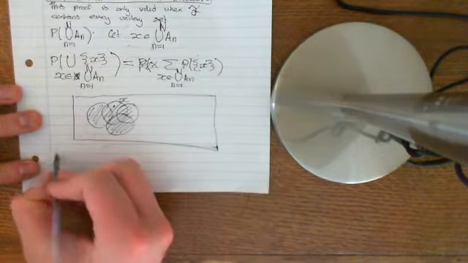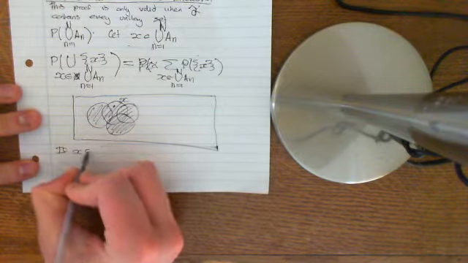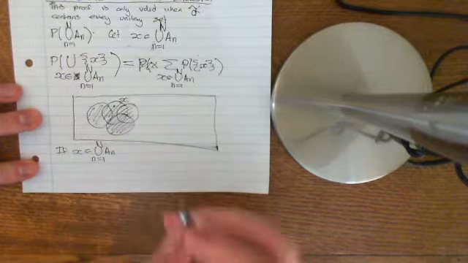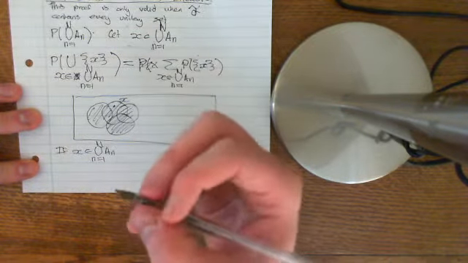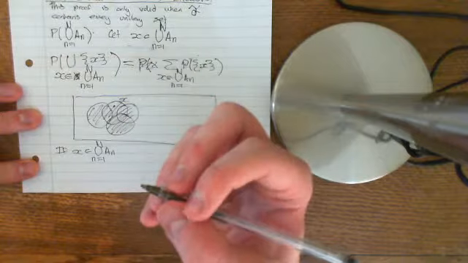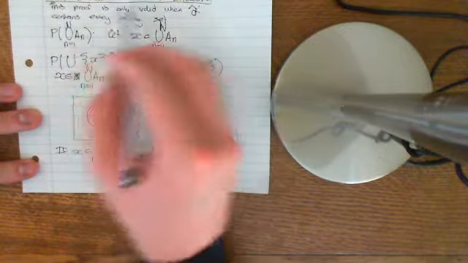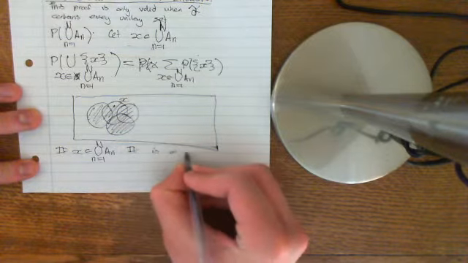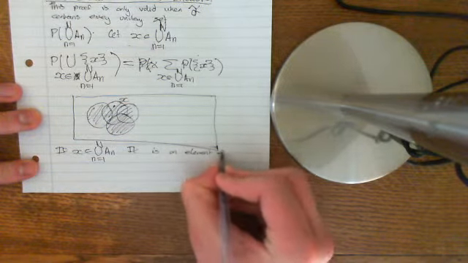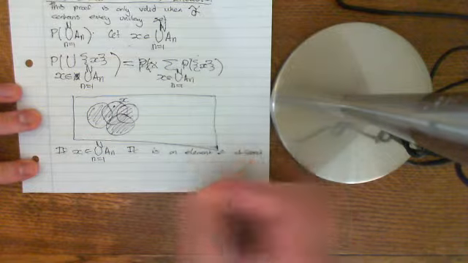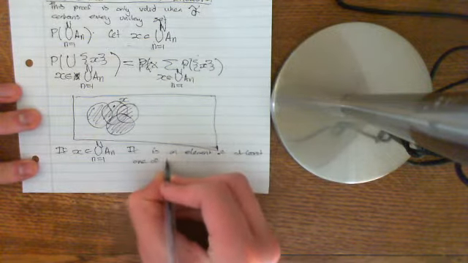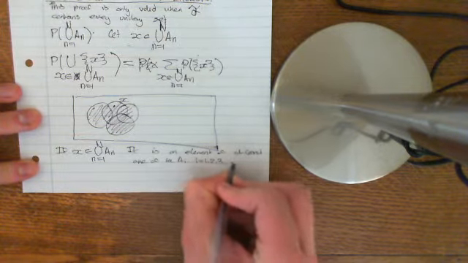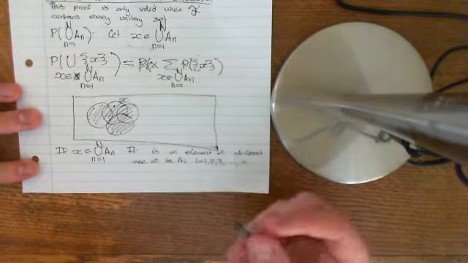So if x is an element of the union from i equals 1 to n of the Ai's, then what I can ask is how many times is it going to be counted, basically. It is an element of at least one of the Ai's, i equal to 1, 2, 3, all the way up to n. So it's in at least one of them.